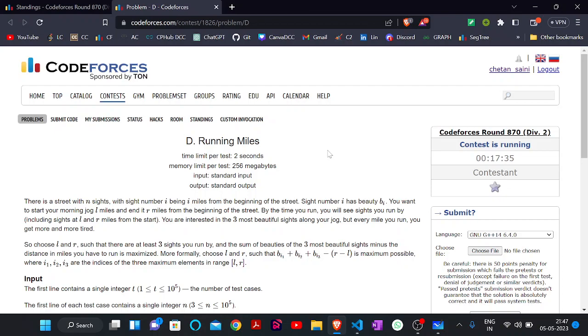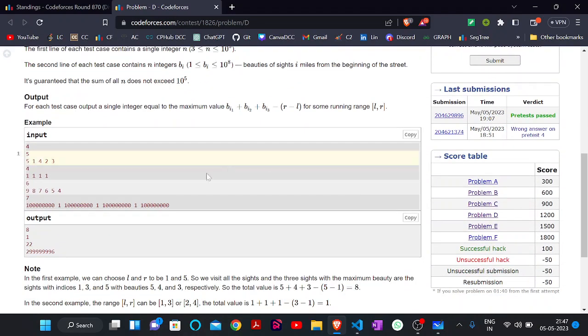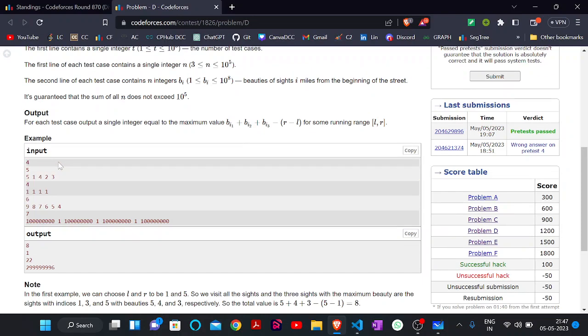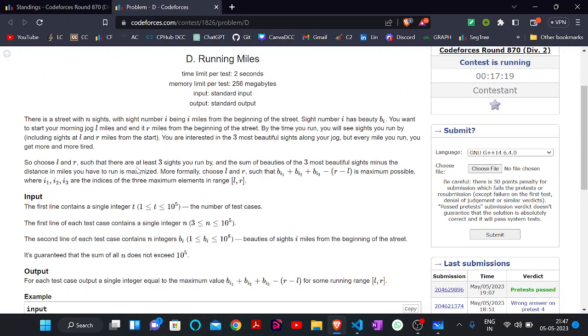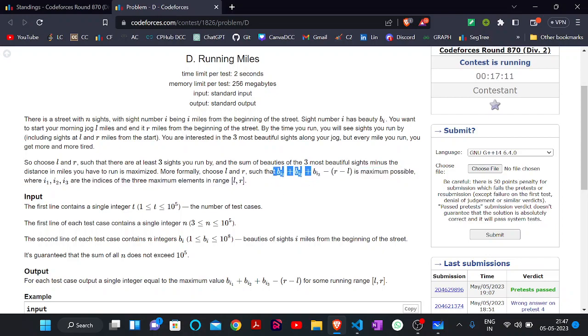Today we are here to discuss the problem Running Miles, which came in a recent Codeforces contest, around 870. In this problem, we will be given an array, and we need to find indices L and R such that the maximum three sides of that segment will be b_i1, b_i2, b_i3. So we want to maximize this term.